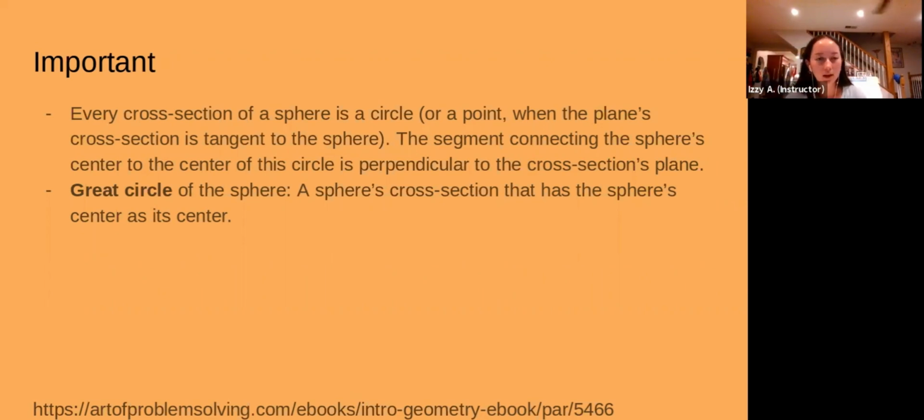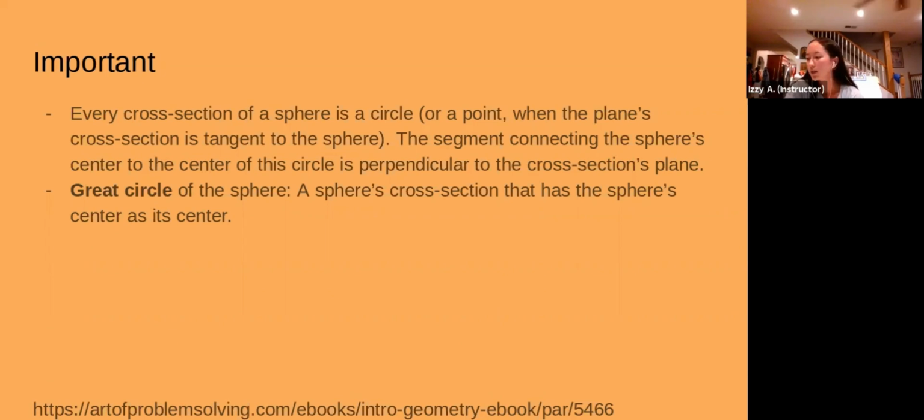Okay, and the great circle of the sphere is a sphere's cross-section that has the sphere center as its center. So that's when you literally cut the sphere in half, and then you would see the cross-section that results. And that's the great circle of the sphere.